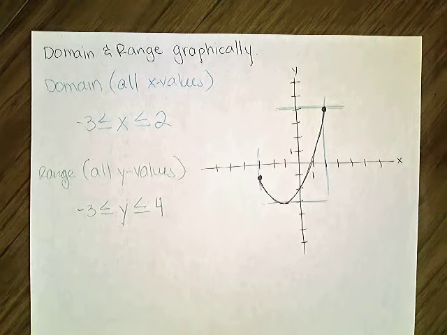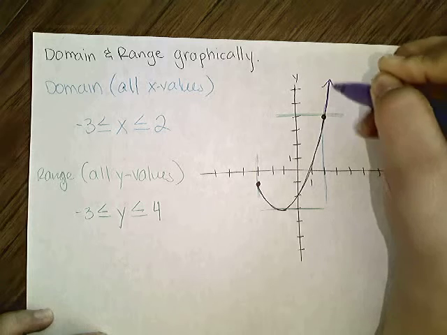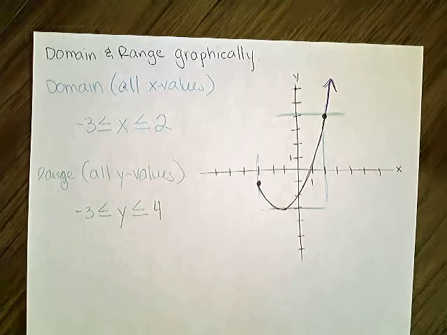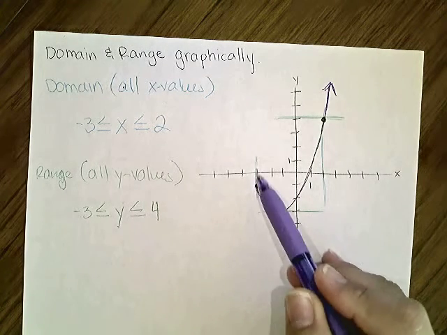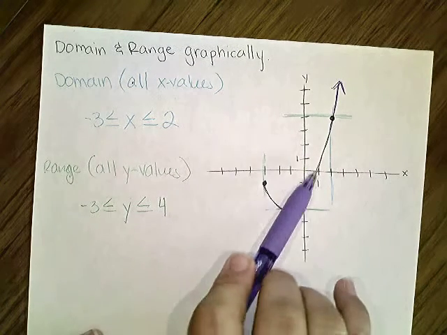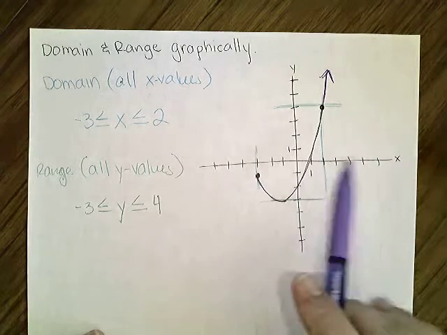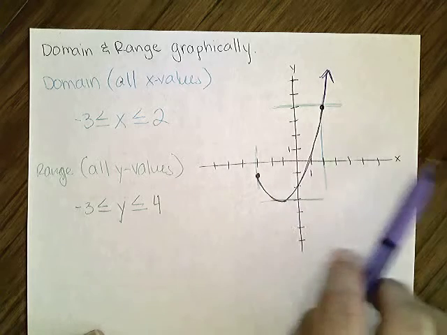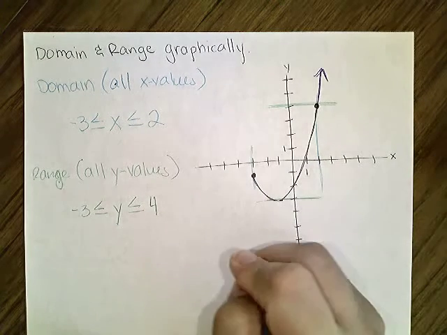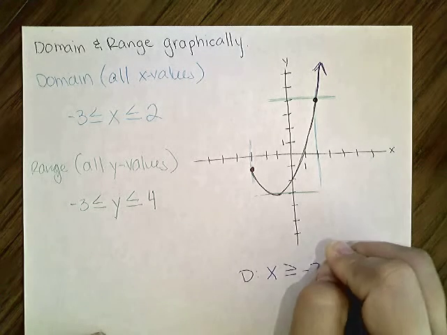Now, this would change depending on what other things are in your graph. For instance, if this kept on going up and out like that, then both our domain and our range would completely change. Our domain would still be starting at -3, but as this moves up, it continues to move out and out and out eventually. So our domain would be from -3, everything greater than that. So if that were the case, our domain would be x is greater than or equal to -3.